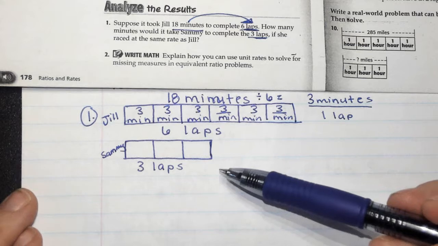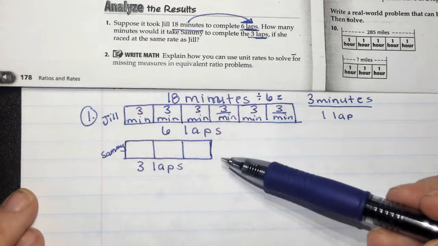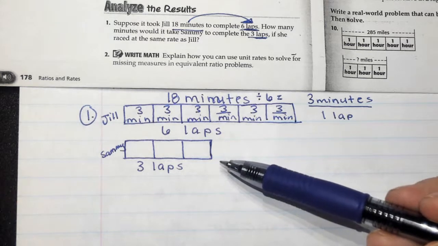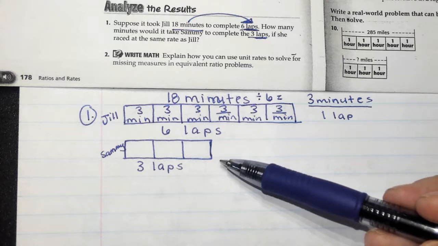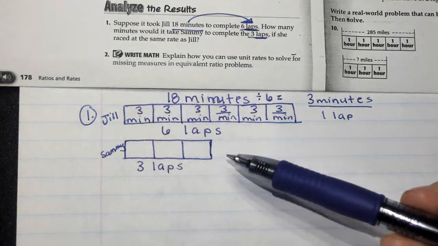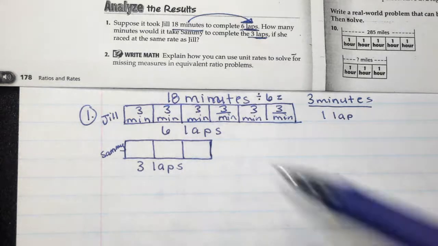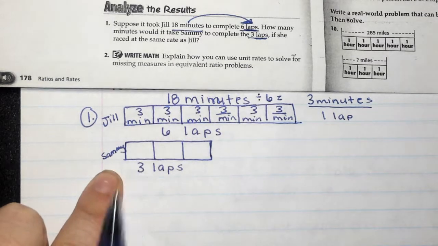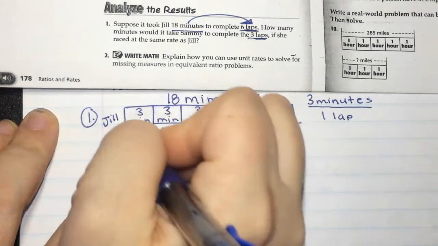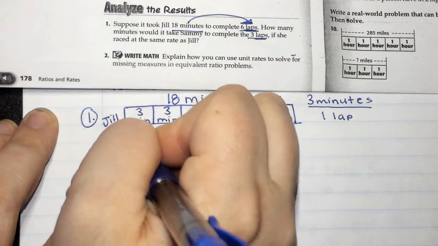Because Sammy's tape diagram is not complete, is it? We're missing a lot of stuff. But Sammy was running at the same speed as Jill. She was running at the same rate as Jill. So how long would it take Sammy to run one of the laps? 3 minutes, because they're running at the same rate.